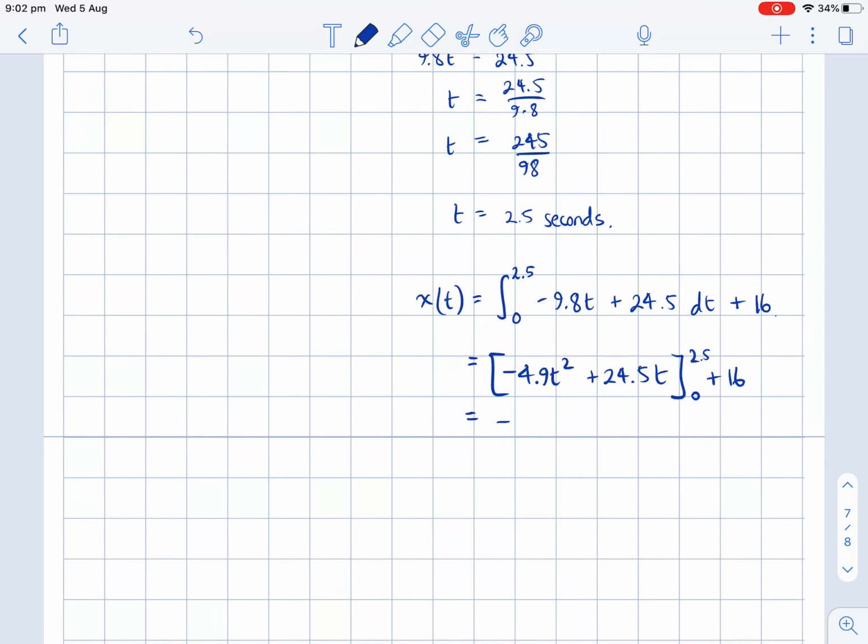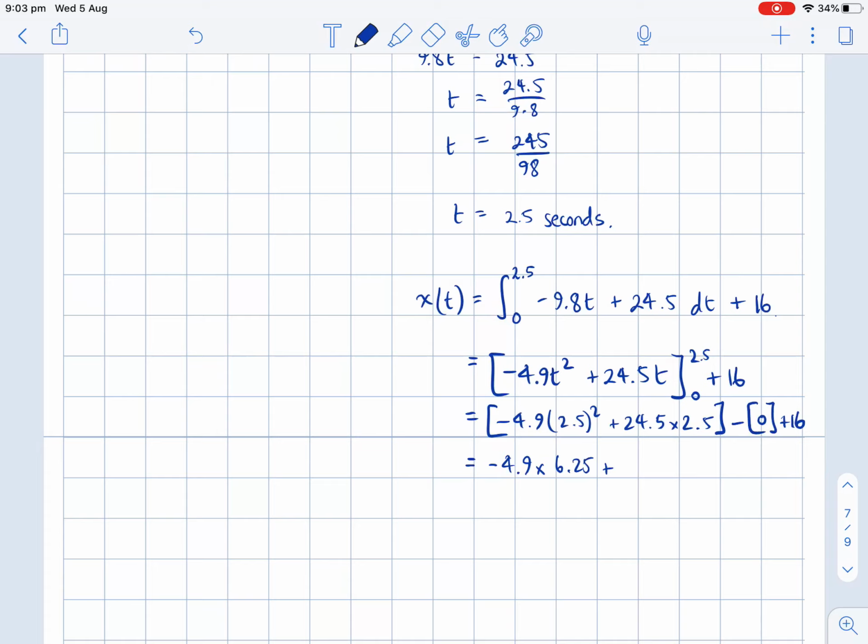And now when I substitute in 2.5, that will give me my value, minus when I substitute in 0, it'll just give me 0, plus 16. So my next line now will be 2.5 squared is 6.25, so it is minus 4.9 times 6.25 plus 24.5 times 2.5.